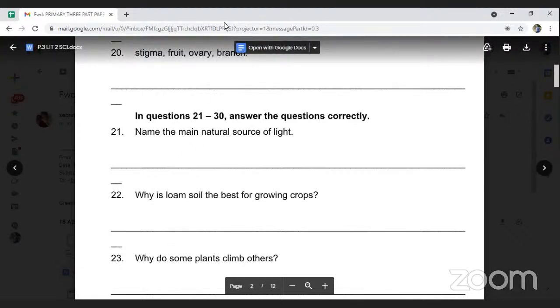Is there anybody who knows? If you know, you can raise your hand up. The only thing I know is things which are used for plants to climb others. You know those things. But why do they climb other plants?